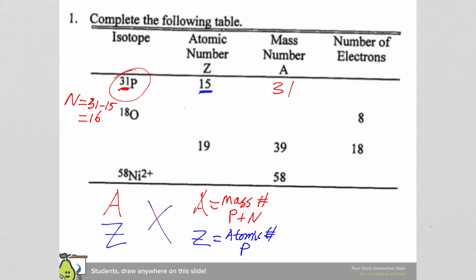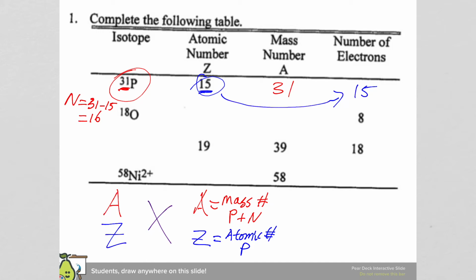And just as a quick review, the number of electrons in this case should be the same as the number of protons, which is why, if the atom is neutral, without a charge, there is the same number of electrons as there are protons.